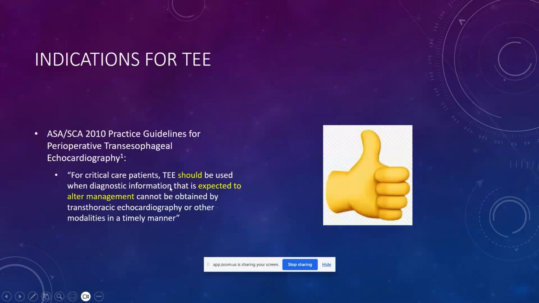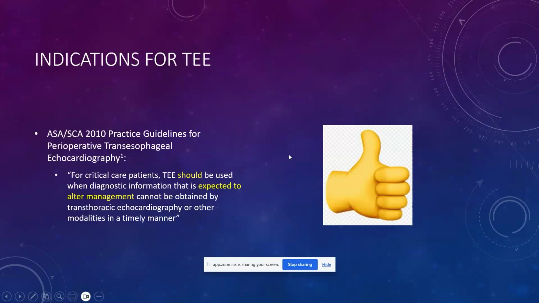Would love to change that slide, but here we are. So when can we use TEE? This is a statement by ASA and SCA. Those are my societies, American Society of Anesthesiology and Society of Cardiovascular Anesthesiology. And this is a portion that's specifically related to critical care patients. So TEE should be used when diagnostic information that is expected to alter management cannot be obtained through a transthoracic or other modalities. So when does that happen?